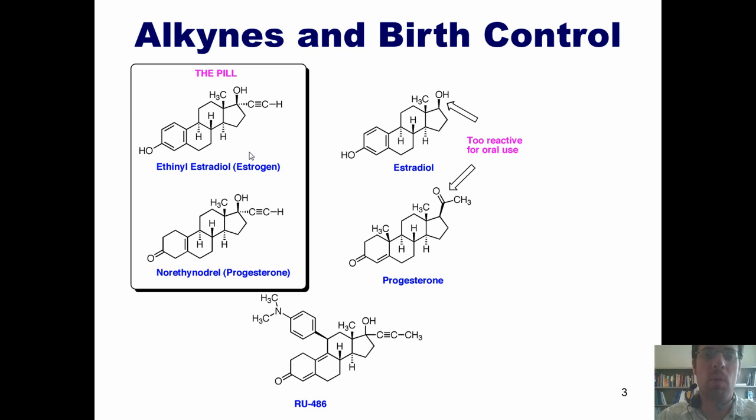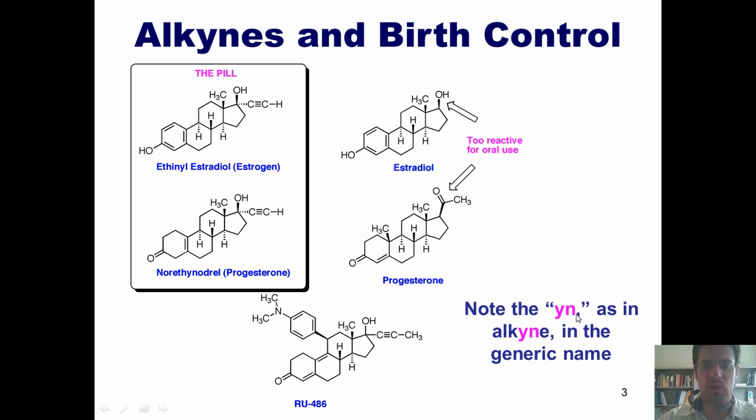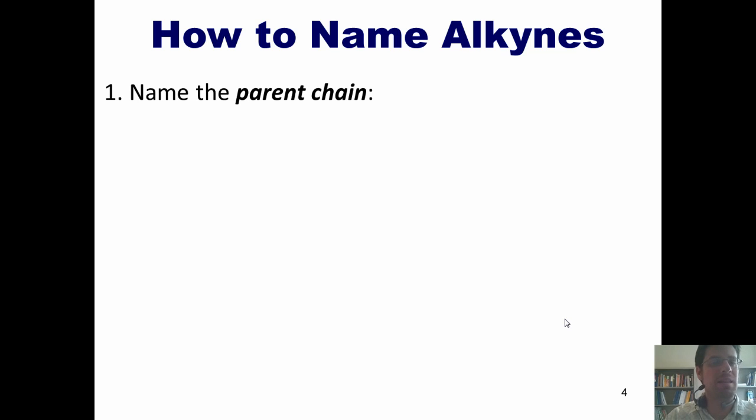One thing I want to point out is that in the names of each of these two compounds, ethynyl estradiol and norethynadril, you'll notice that there's a YN in their names. That YN derives from the term alkyne. Now I want to teach you how to name alkynes. Similar to the pattern we followed in naming alkenes back in Chapter 4, when you want to name an alkyne, you begin by naming the parent chain.